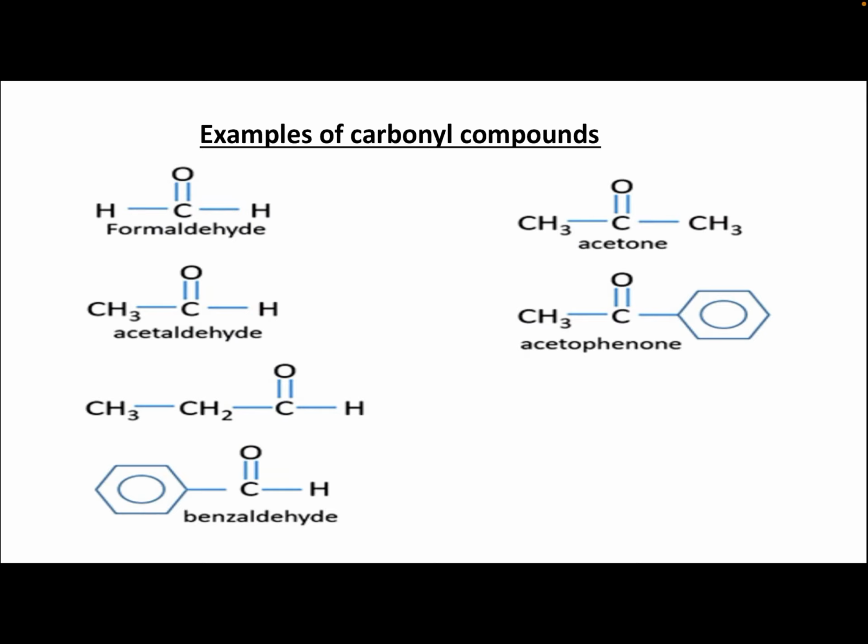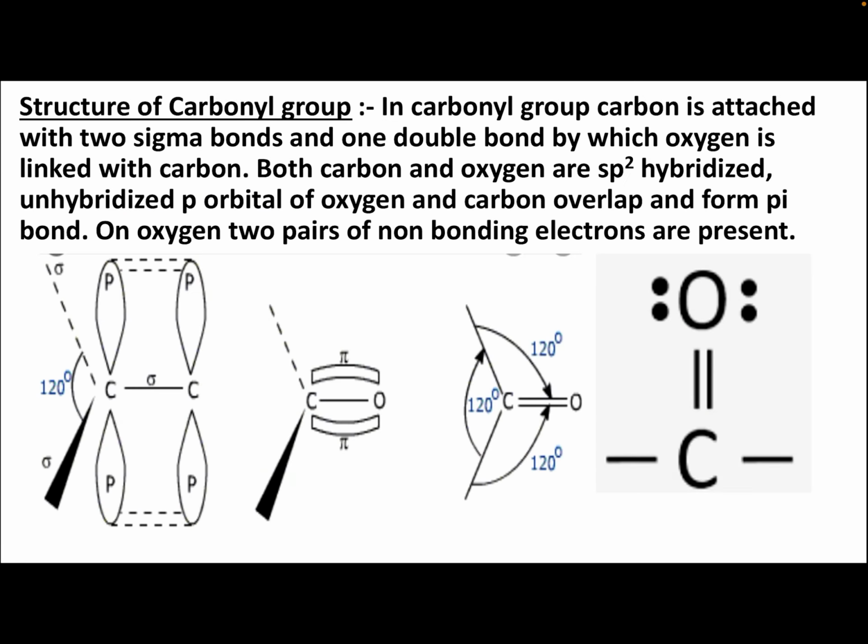And if the carbonyl group has CH3 on both sides, it is known as acetone. If it has one methyl group and another phenyl group, then it is known as acetophenone. These are the examples of carbonyl compounds.